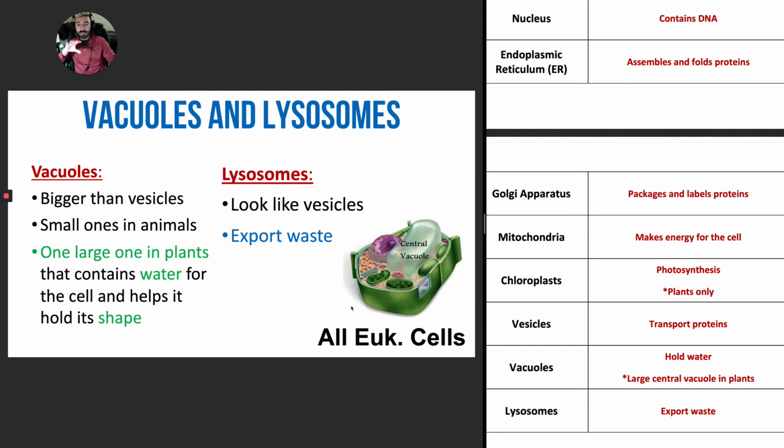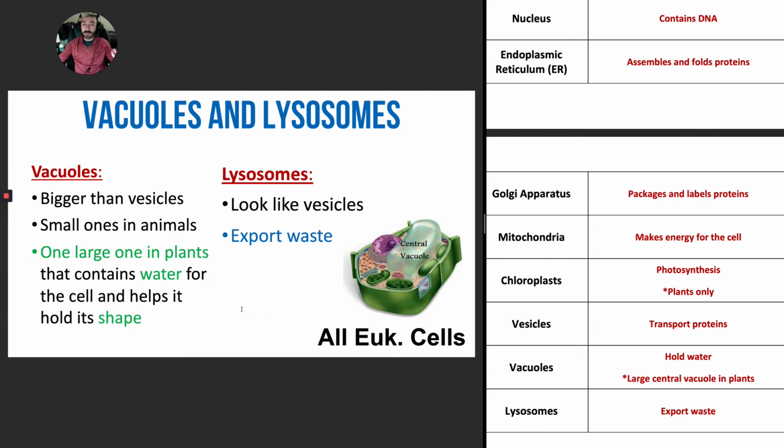Now, we're going to talk about the last two here in the last slide. Vacuoles and lysosomes. So vacuoles are similar to a vesicle, but they're a little bit bigger. Animals have small vacuoles, and plants have one big, large vacuole, and we call that the large central vacuole. So that's what this picture is here. This is a plant cell, and hopefully we can see the green chloroplasts and the cell wall, so you know it's a plant cell. And then they also have this large central vacuole.